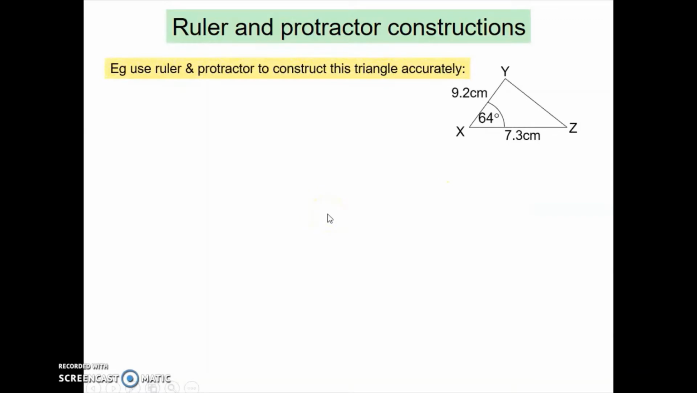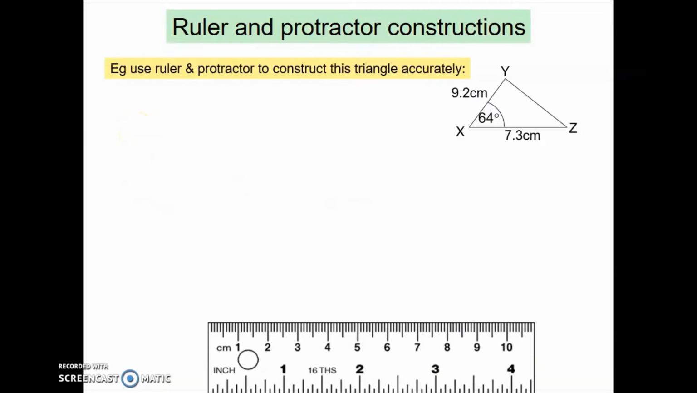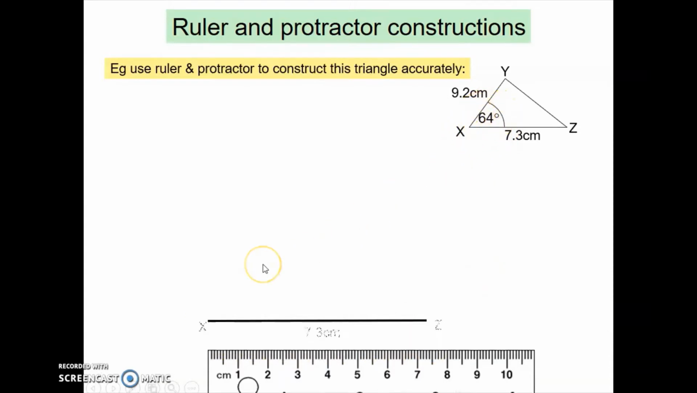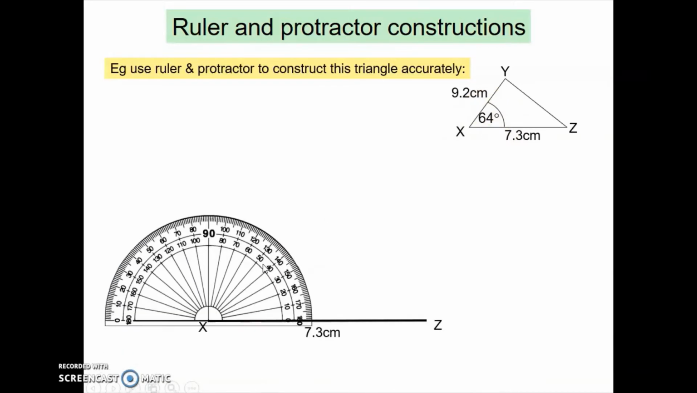So I'm given some information about this triangle, and I'm asked to draw it accurately. First thing I'm going to do is I'm going to draw the base of 7.3 centimeters. So I use my ruler to measure 7.3 centimeters. Next bit of information I have is this angle here, 64 degrees. So I'm going to use my protractor. I'm going to use the inside scale to measure 64 degrees.